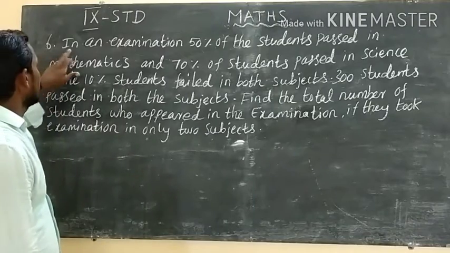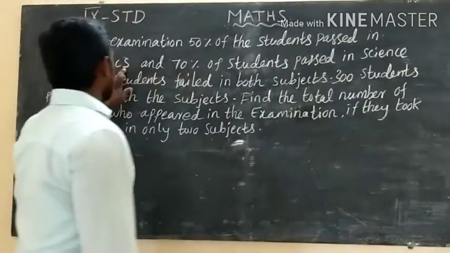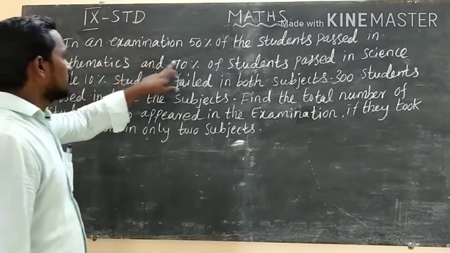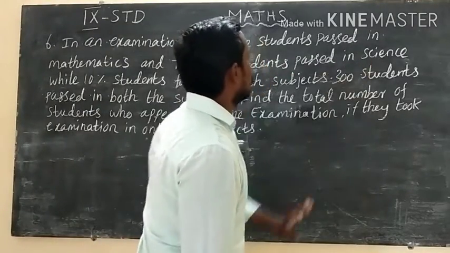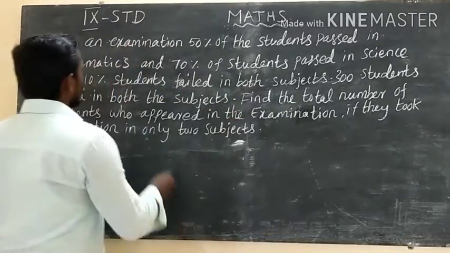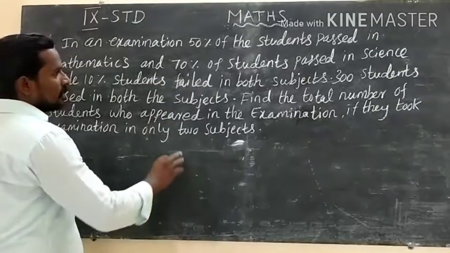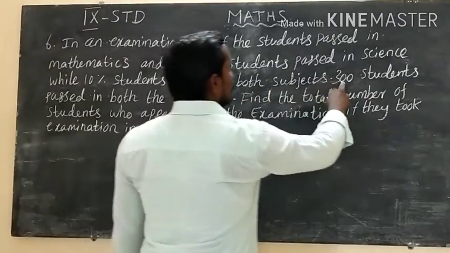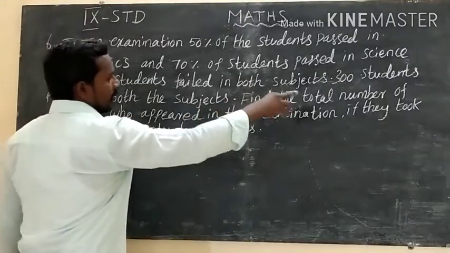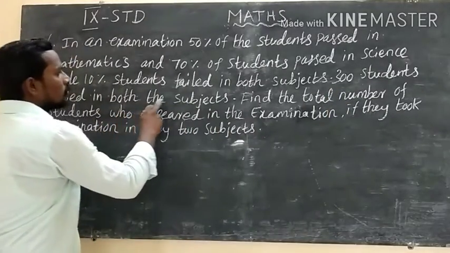Dear students, next question. In an examination, 50% of the students passed in mathematics, and 70% of students passed in science. 10% of students fail in both. Here only the percentage value is given, not the exact number. Then 300 students passed in both the subjects. So here the number of students is given.